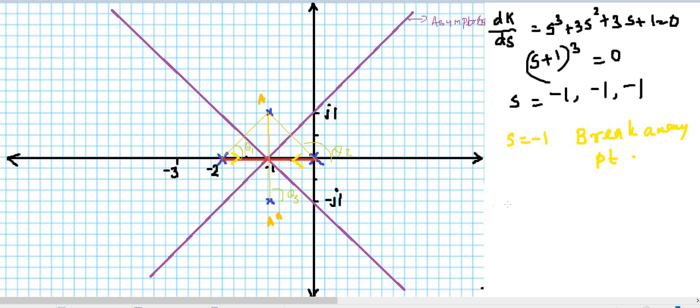So in order to find the angle of departure, what is the equation for angle of departure? The equation for angle of departure is 180 minus sum of angles of poles, plus sum of angles of zeros. Here we have theta 1 plus theta 2 plus theta 3 as the sum of angles of poles. Here we do not have any open loop zero, so this term will be 0.